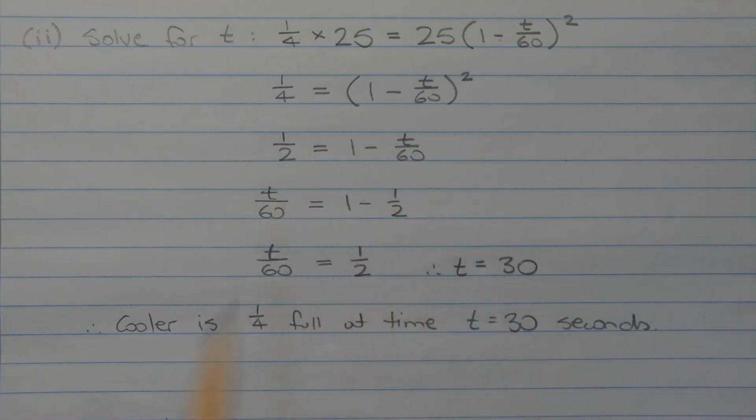Rearranging this equation to make t over 60 the subject, we get t over 60 is equal to 1 minus 1 over 2. Now 1 minus 1 over 2 is just 1 over 2. So the equation becomes t over 60 is equal to 1 over 2. Multiplying both sides of the equation by 60 to make t the subject, we get t is equal to 30. Therefore, the cooler is 1/4 full at time t equals 30 seconds.